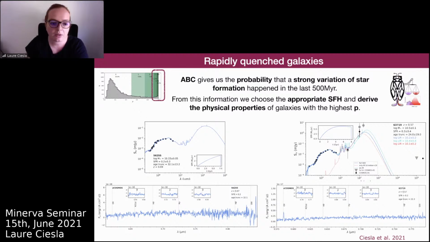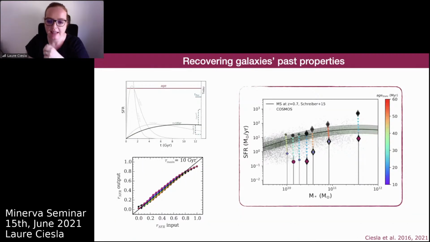So we were confident that our method indeed pinpointed some galaxies that were quenched. So this was a good thing. And then we played the game to try to recover the position of this quenched galaxy in the stellar mass and star formation rate diagram before the quenching happened. So how can we do that?